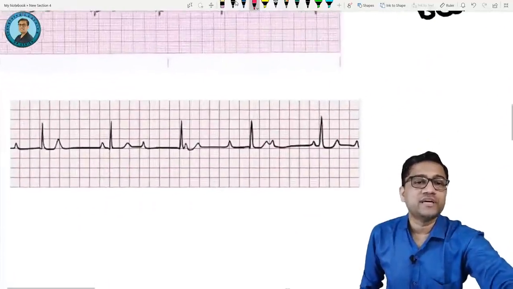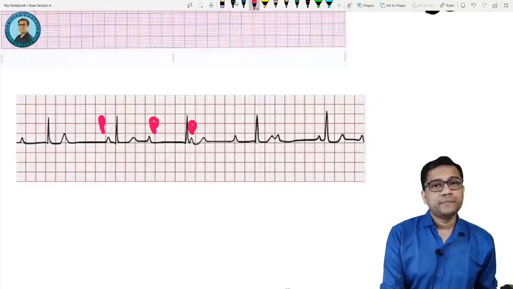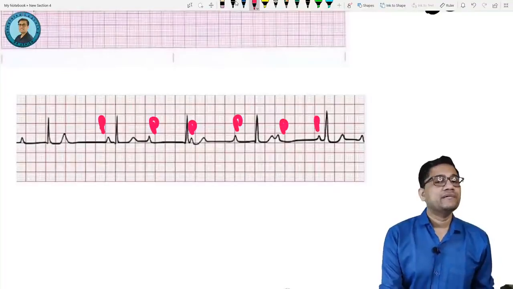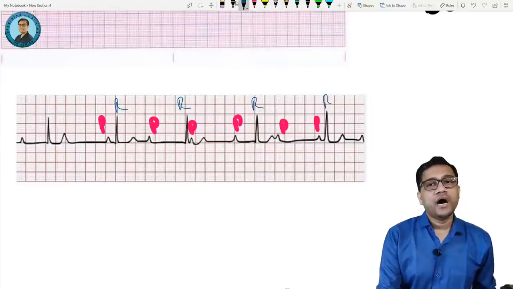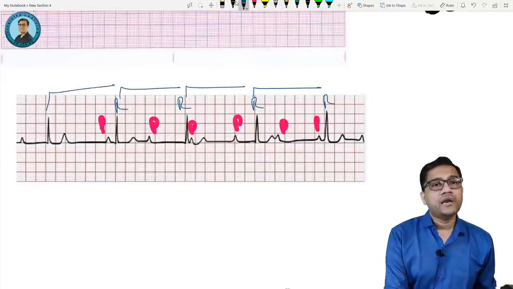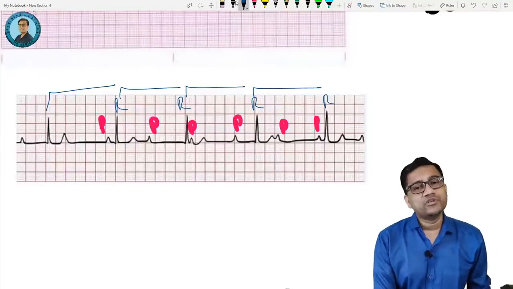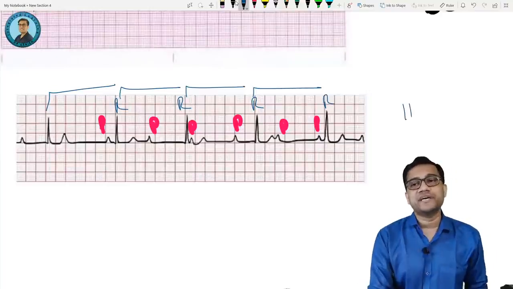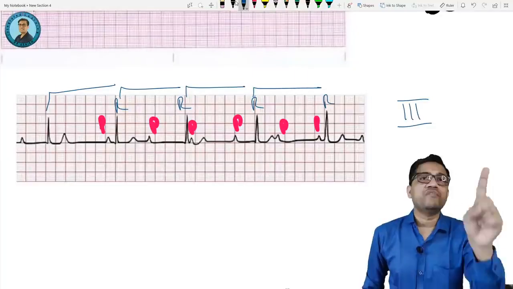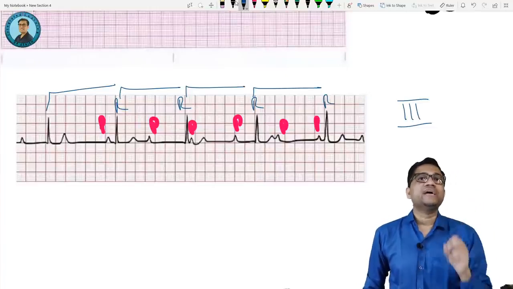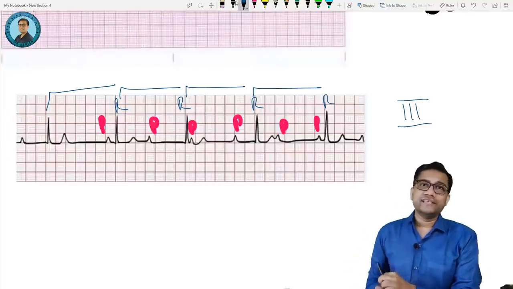Complete block, if you want to see, this is complete block. What is happening in complete block? See, P, then again P, P, P is occurring independently. And the QRS are occurring independently as well. R, R, R, R. Are you clear? This is called what? Complete block, where P is occurring before and after, independent of QRS. This is third degree. So this will not be asked. It is sometimes a confusing one. So, leave it. Just focus on Mobitz 1, Mobitz 2 and the first degree. Okay. Fine. I hope all are understanding this.